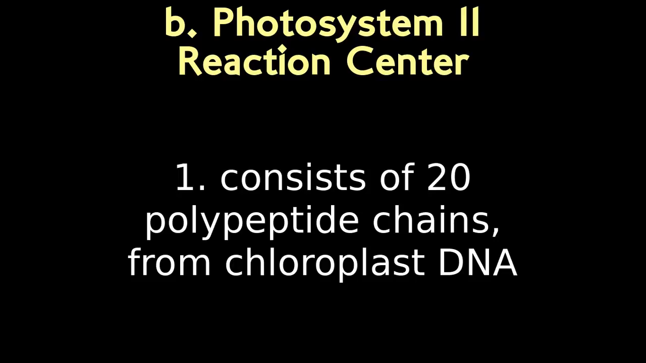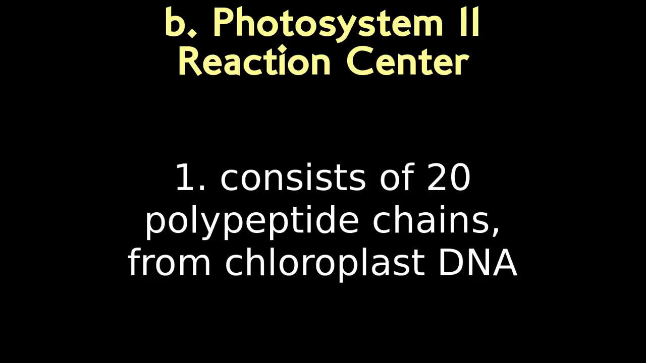Okay, so we also have photosystem 2, which consists of about 20 polypeptide chains, all from chloroplasts. Oh, still photosystem 2. What did I say to begin that out? My bad. I didn't remember what I said. And now more about photosystem 2.